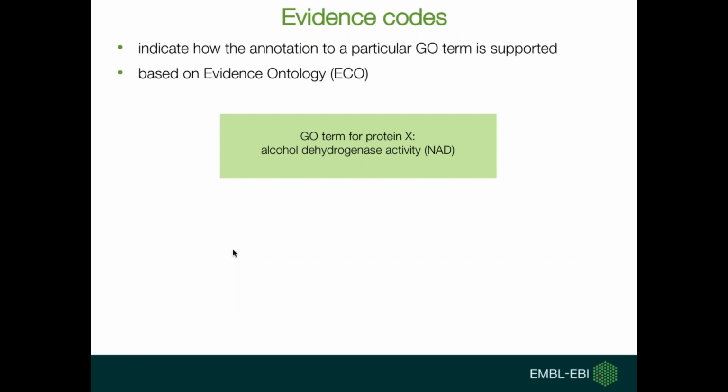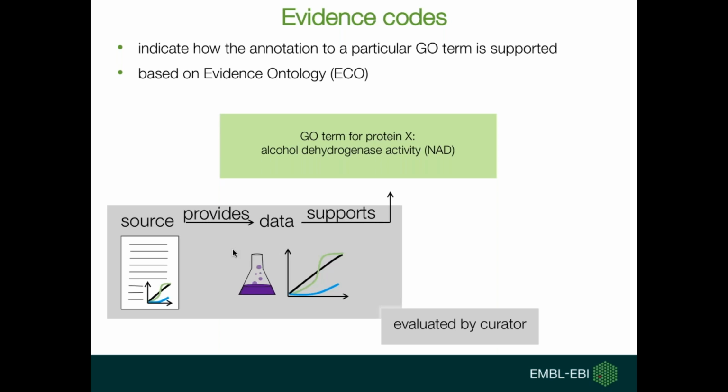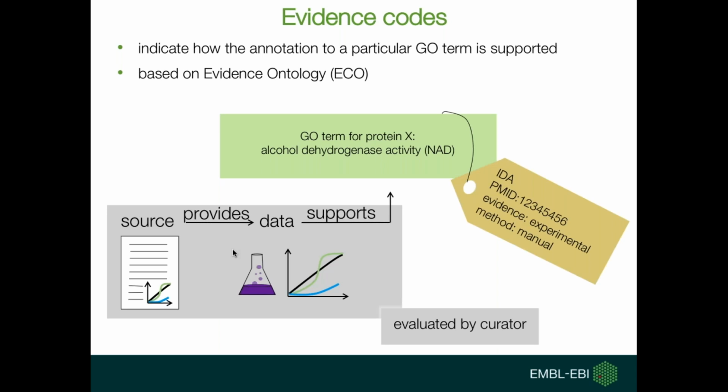Now I mentioned before evidence codes, and these indicate how the annotation of a particular GO term is supported. And these are based on the Evidence Ontology. So let's take the example for protein X here. We're going to use the GO term alcohol dehydrogenase activity. It's up to curators like myself to find a source that provides the data that supports this term. And once we find that piece of data that supports it, we attach an evidence tag, an evidence code to it. So in this case, we're using the evidence code IDA from this particular paper, and the evidence is experimental method manual.